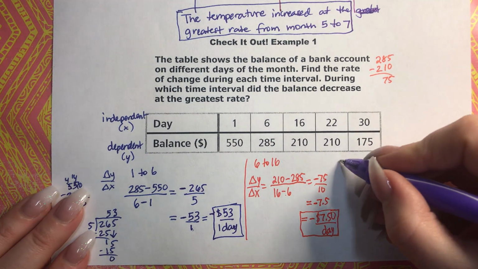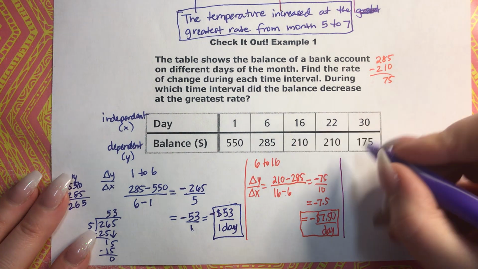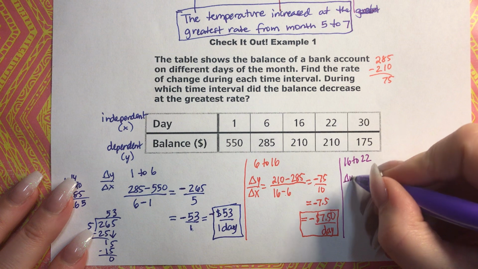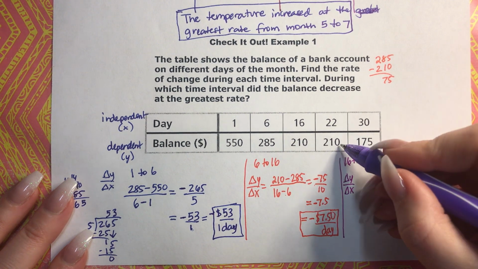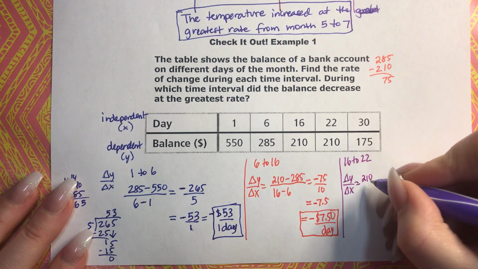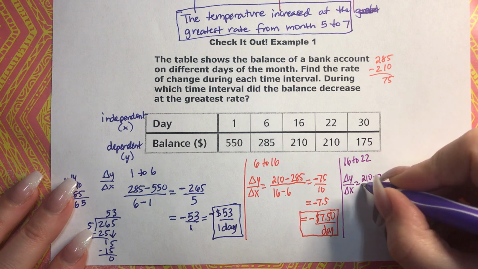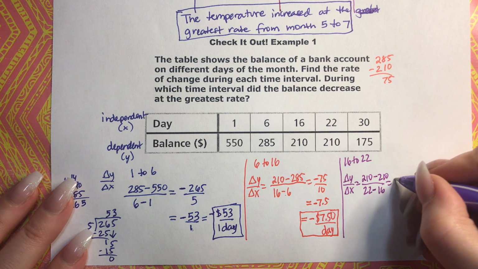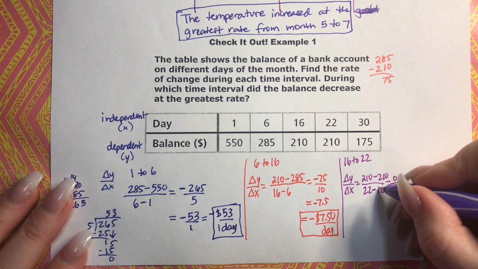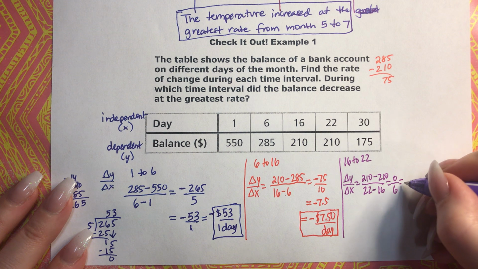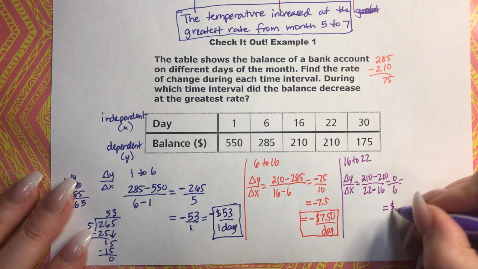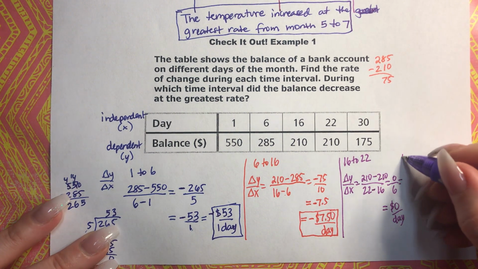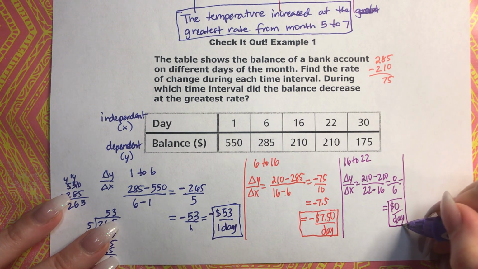Let's go ahead and look at the next time period, from 16 to 22. So again, we're trying to find that rate of change. Ooh, this one's nice. I like this one. 210 minus 210, all over 22 minus 16. That's 0 over 6. 0 over 6 is 0, which means they lost $0 per day. Okay, they didn't lose any money during that time period. That's what that means. That's nice.